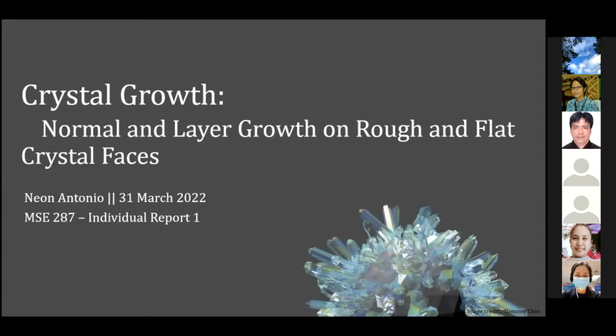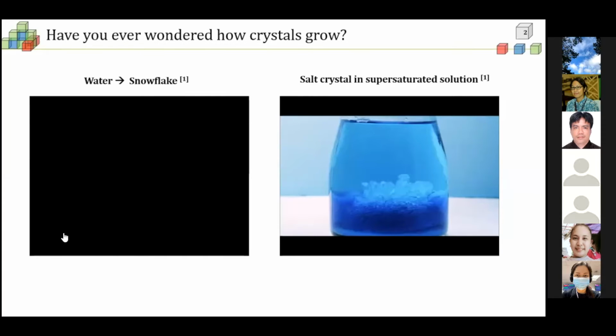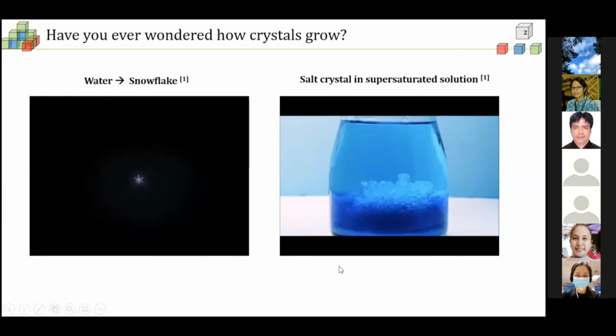Okay, good afternoon, everybody. So what I'll be reporting is crystal growth in chapter 3, which is mostly on the normal and the layer growth on rough and flat crystal surfaces. We've discussed briefly the theory and the background for this in the previous slides by Dr. Cyril. But first, just imagine: have you ever wondered how come crystals grow in such a manner?